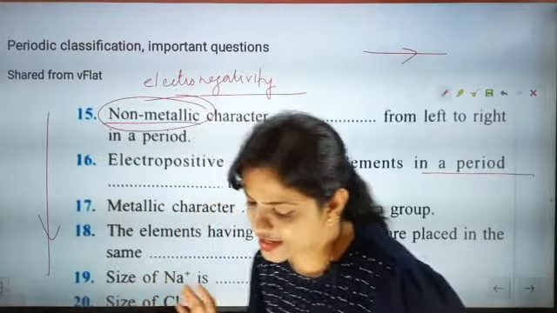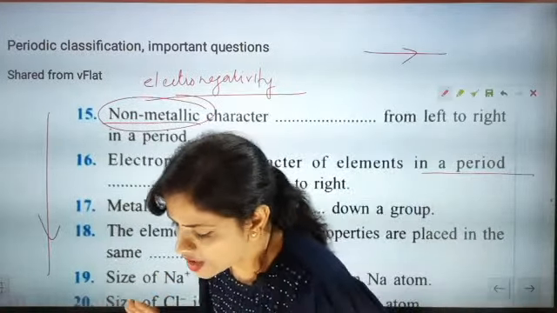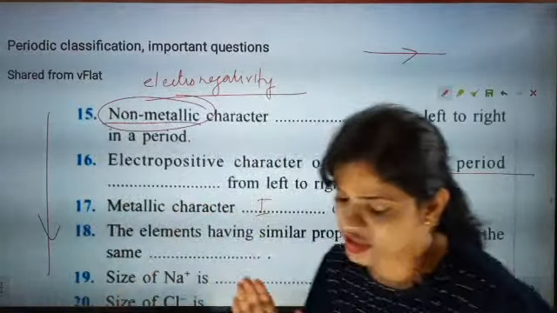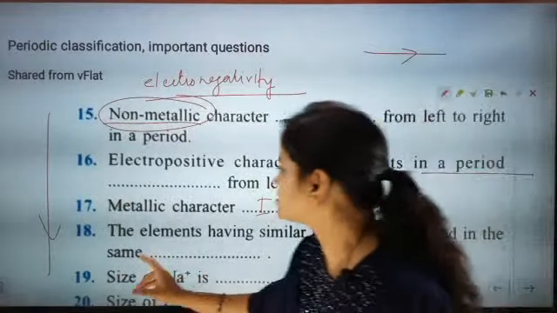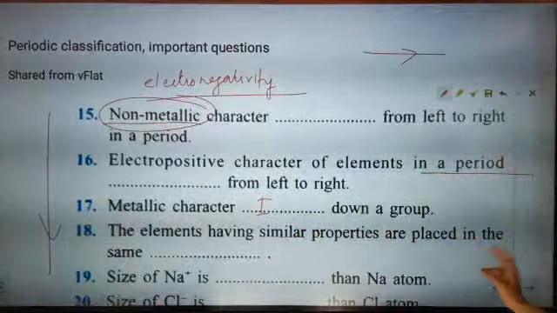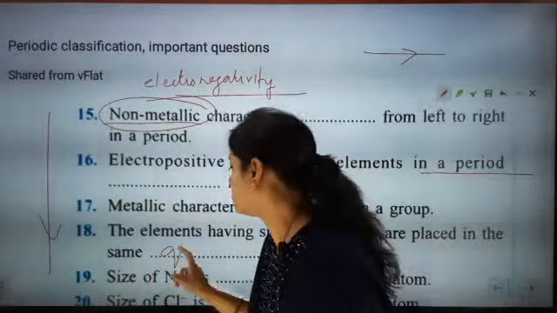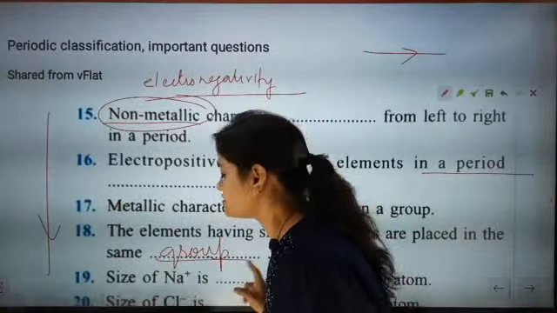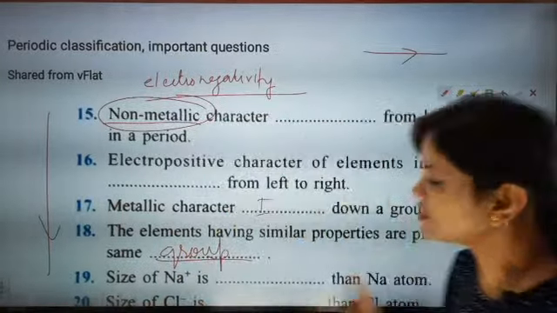Metallic character increases, correct only. You have to give the correct and to the point answer. The elements having similar properties are placed in the same group. That's it. Very good, Shiva Shakti. Answer is absolutely correct. Placed in the same group.